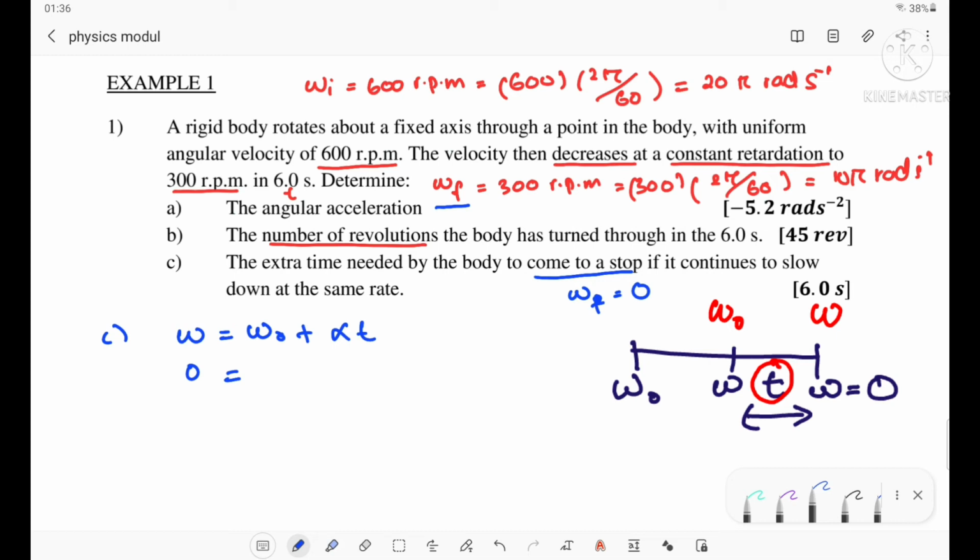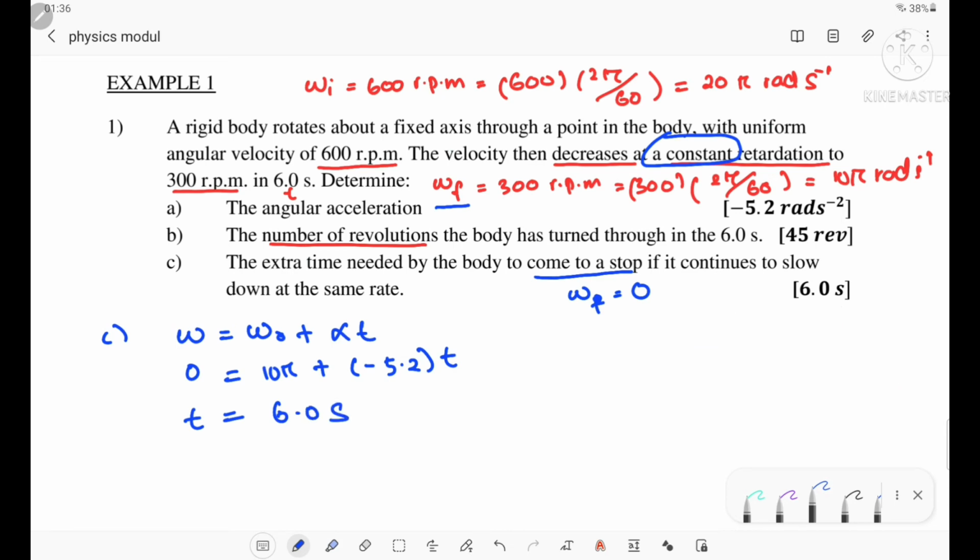So omega naught is equal to 10 pi, plus alpha is equal to minus 5.2, the same as from the first equation because it decreases at a constant rate. So the angular acceleration is equal to minus 5.2 times t. So we get t is equal to 6.0 seconds.